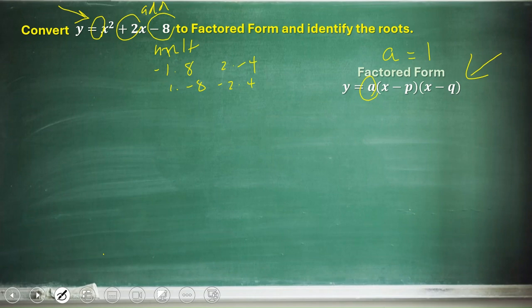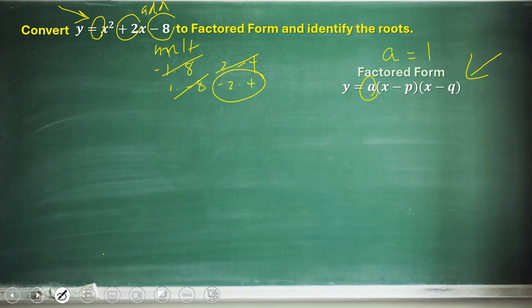Now, here's what we need to think about. When we look at adding them, do we get +2? So I can say -1 plus 8 does not equal 2. 1 minus 8 does not equal 2. 2 minus 4 does not equal +2, but -2 plus 4 does. So this is our factor pair.